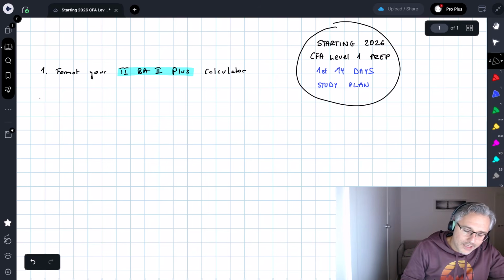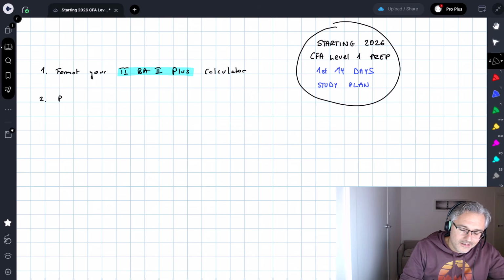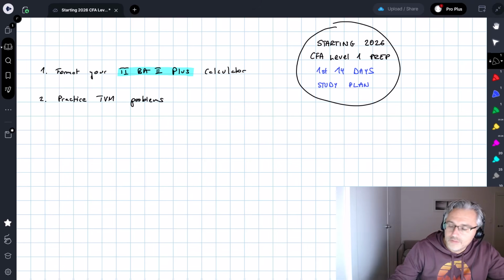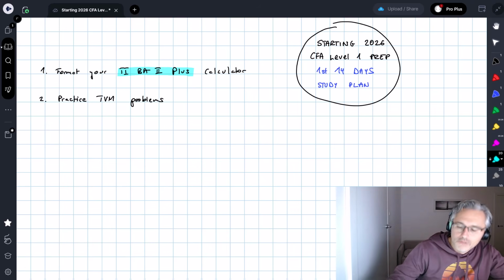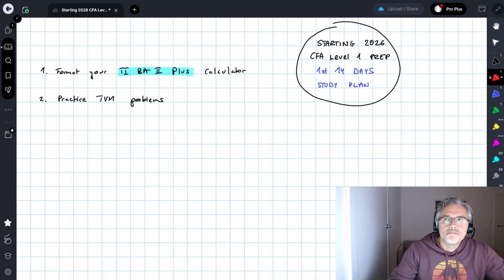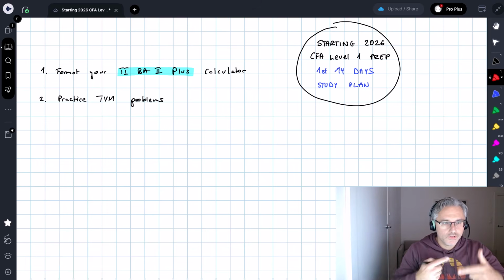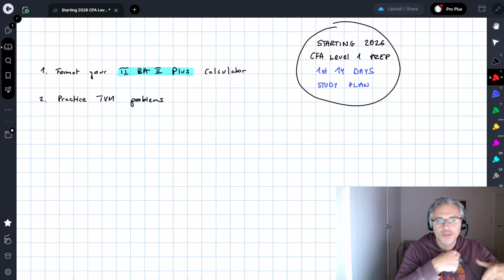Once you've got your calculator formatted, this takes only a few minutes, right? Then start hitting and practicing time value of money problems. In the past, time value of money problems used to be a separate bunch of questions on the exam. That's no longer really the case, but you still need to master time value of money issues, especially how to do them on the calculator, so as to be able to progress with other areas of the curriculum.